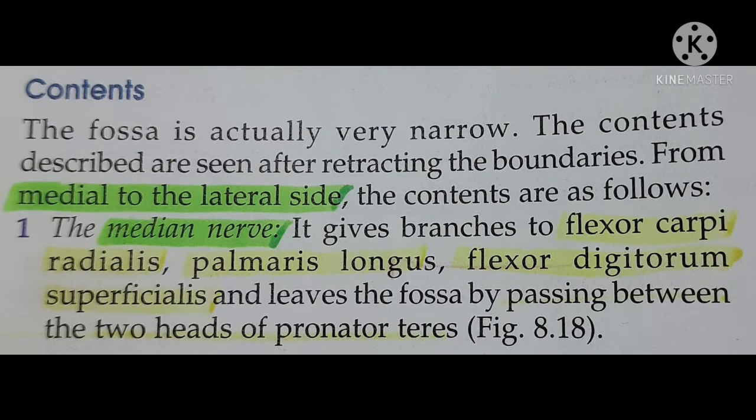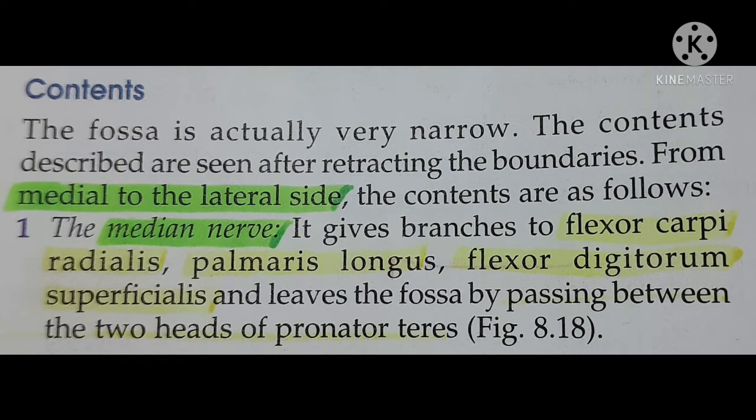Contents. The fossa is actually very narrow. The contents described are seen after retracting the boundaries. From medial to lateral side, the contents are as follows. First, the median nerve. Second, the brachial artery. Third, the tendon of the biceps brachii, and fourth, the radial nerve.